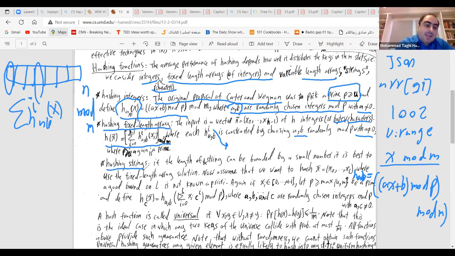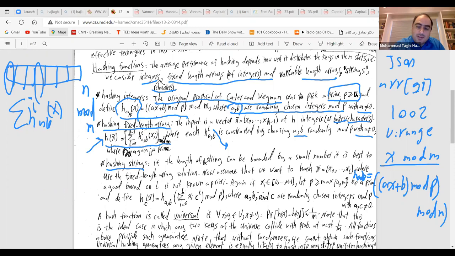Strings are the ones where the lengths are not limited. So in that case, what can we do? Here the length of the string can be anything. If we know that the maximum length of this string is some n, then it would be better to just use this array approach. If not, then we can use this new function.